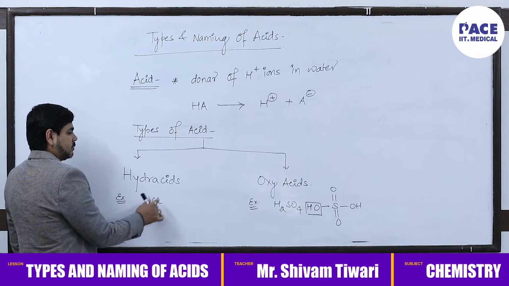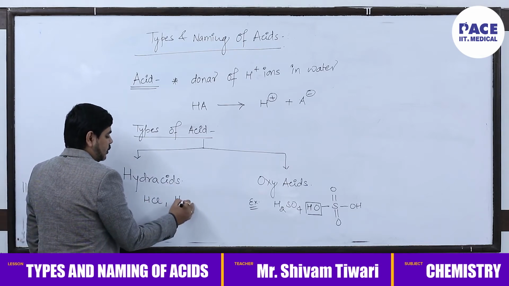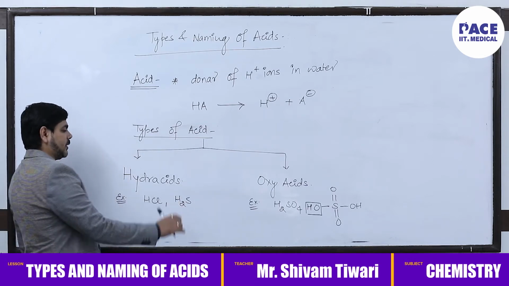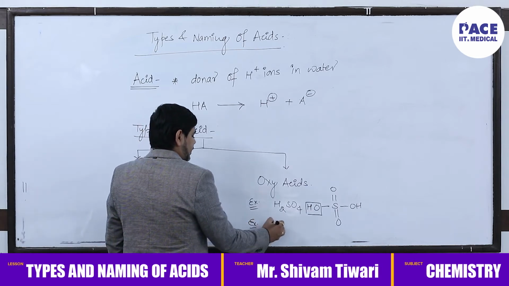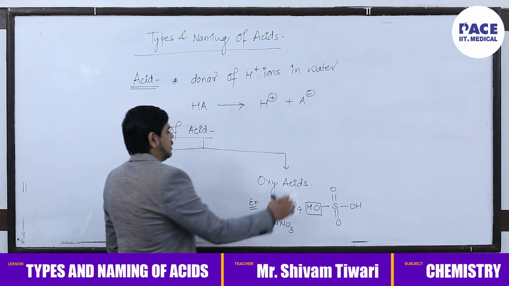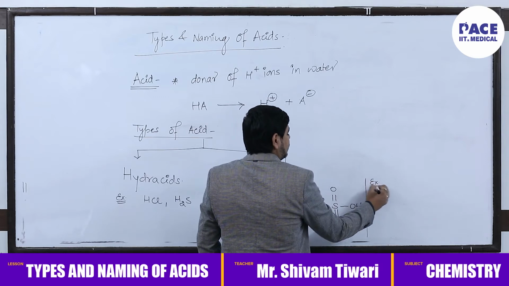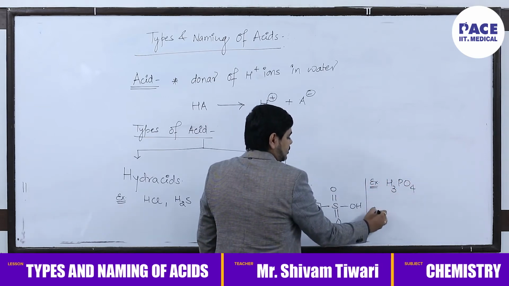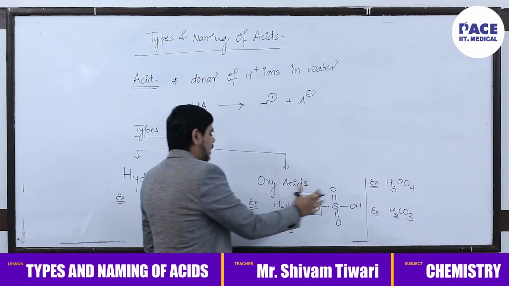So let's write some more examples. Let's say HCl. You can see H2S. Here sulfur is directly attached to hydrogen. You can write some more, let's say over here HNO3. Right? You can write some more examples, let's say H3PO4. Some more examples, H2CO3. All are oxyacids.